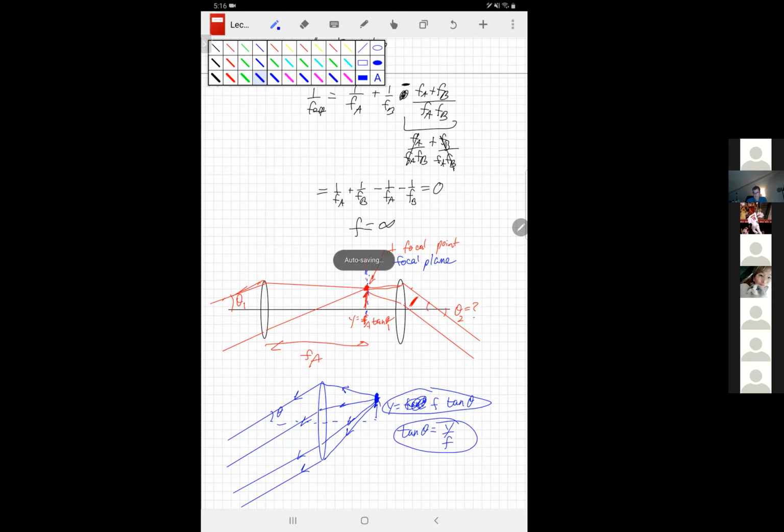So if I've got a point source, a whole bunch of rays coming from a single point, one focal length away from the lens and somewhere off axis, the angle that they make once they've traveled through the lens is given by tan theta equals y over f. So, any questions on that case?